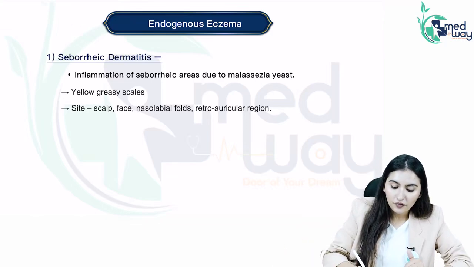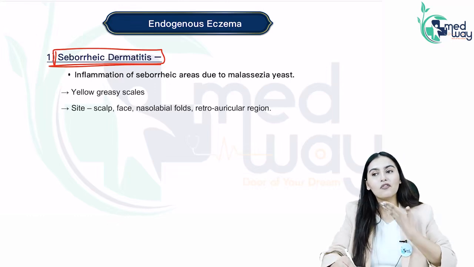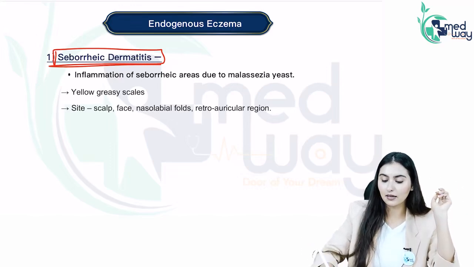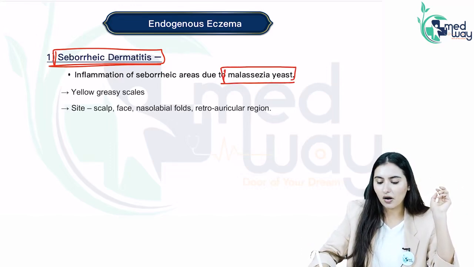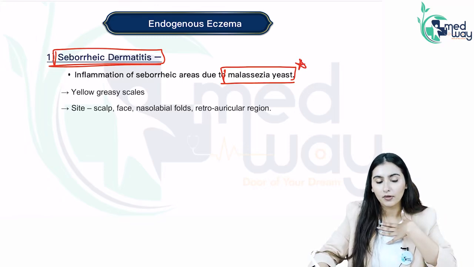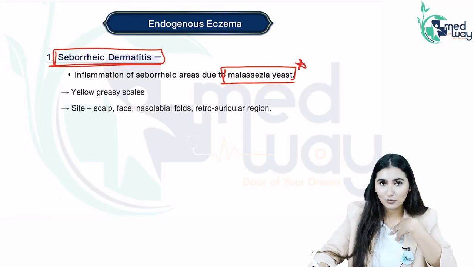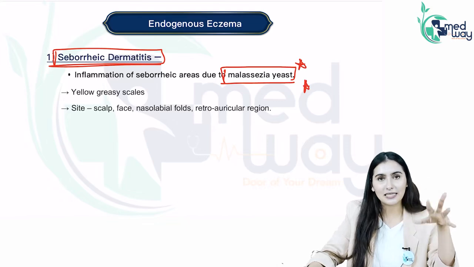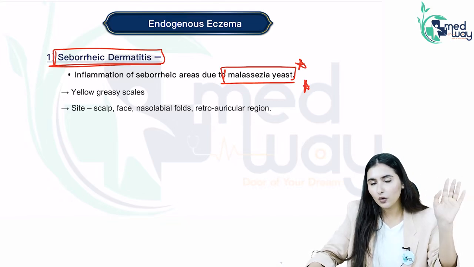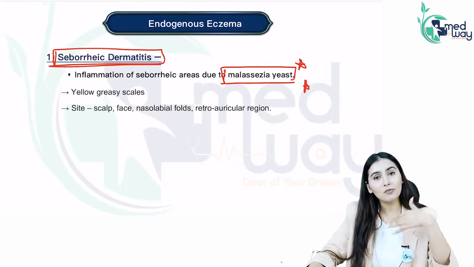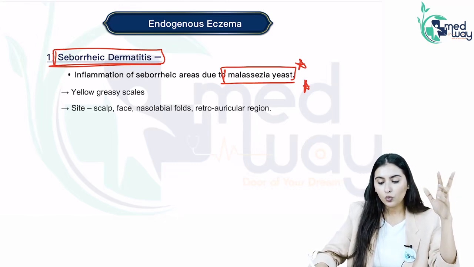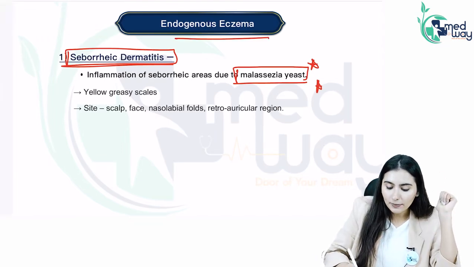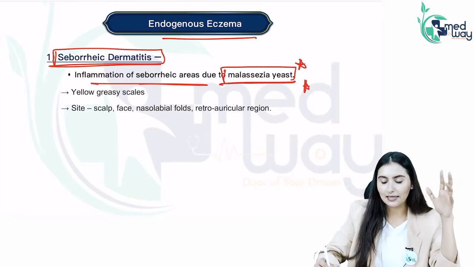Okay, the first thing is seborrheic dermatitis. Endogenous matlab from inside you are developing the problem. Seborrheic dermatitis. What happens over here is that there's a Malassezia yeast. Malassezia is a fungus that is found on your body, on my body. But I don't know about you, I don't have seborrheic dermatitis. Okay? So, not everyone's supposed to get seborrheic dermatitis just because of Malassezia. But some patient ka body will go crazy. It will overreact. So, the problem is endogenous now. To that Malassezia and it will show eczema. Alright? Let's read. Inflammation of the seborrheic areas due to Malassezia yeast.